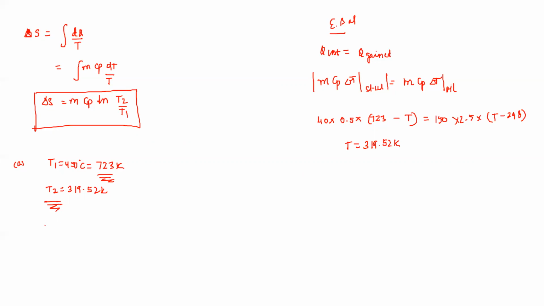Okay. So entropy change for steel casting is going to be m Cp ln 773 by 319.52. So delta S for oil would come as 26.1474. I'm so sorry.